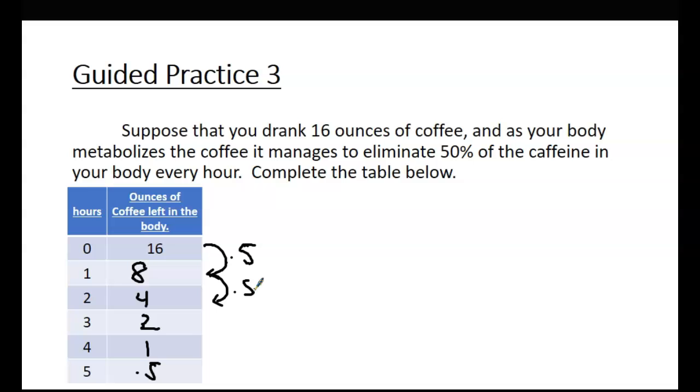But I want to show you guys something a little bit different. I'm going to make it harder than it is originally, but it's for a good reason. So your body's losing 50% of the caffeine every hour, right? So how do you find 50% of something again? You multiply it by 0.5, right? How much was originally in your body to begin with, though?